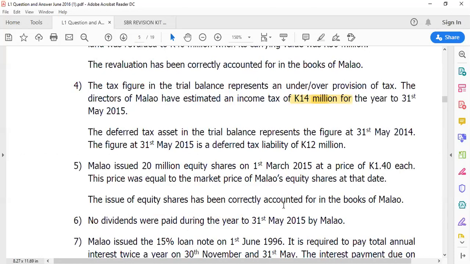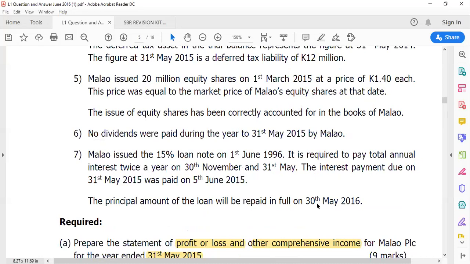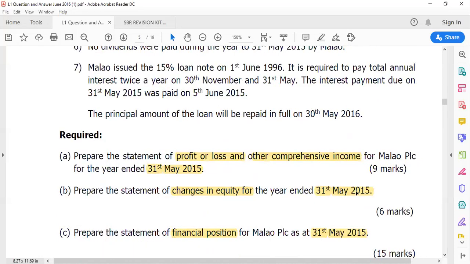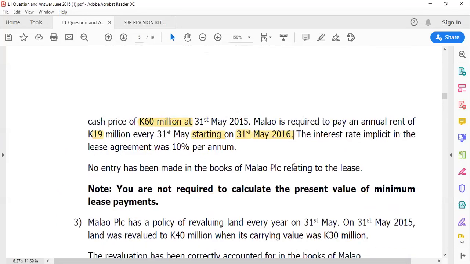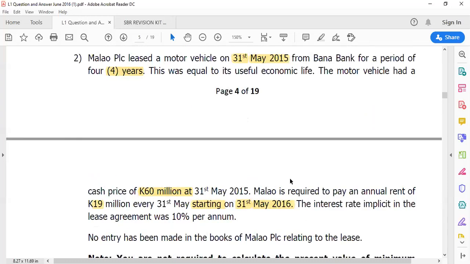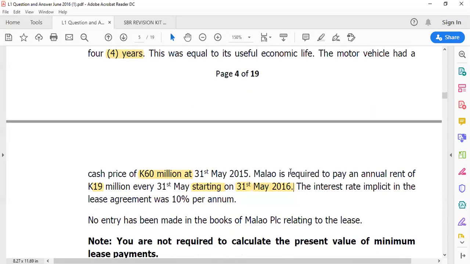But when is he going to pay the lease? He's going to pay the lease in 2016. But he's reporting in 2015, meaning that this one is a free mark. You're not going to sweat here. Why? Because this guy is not paying in this.